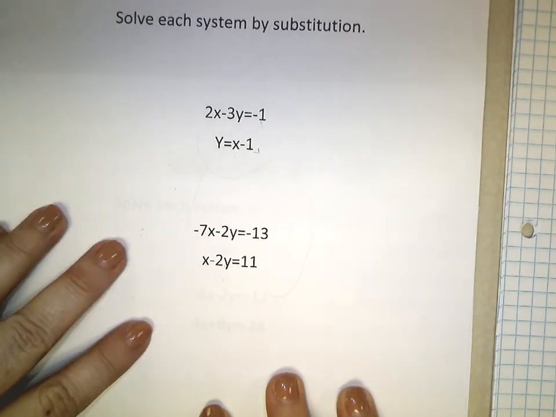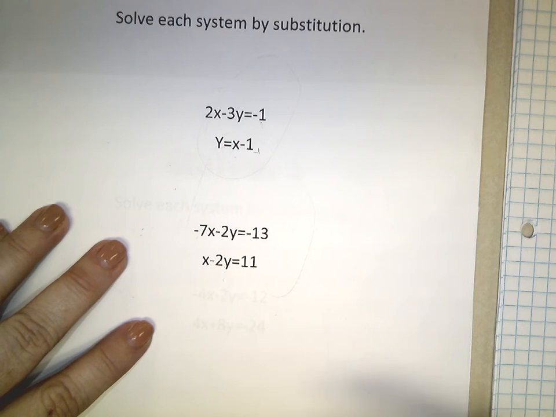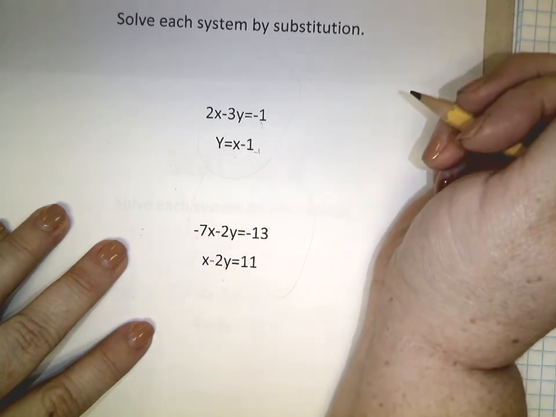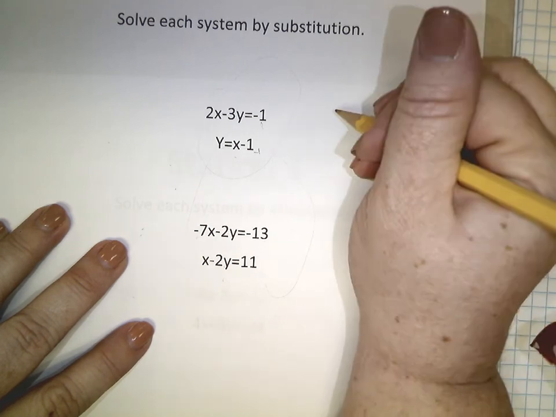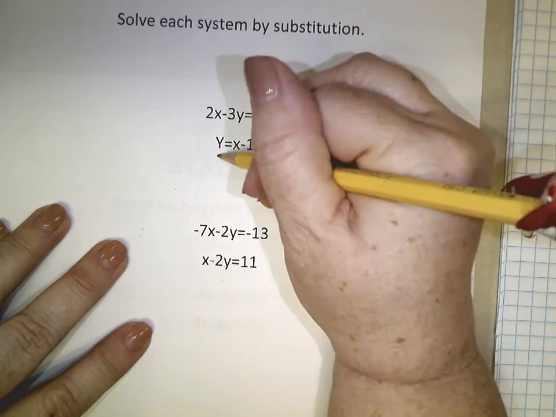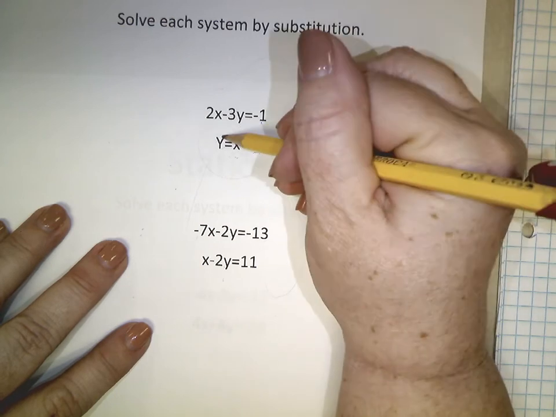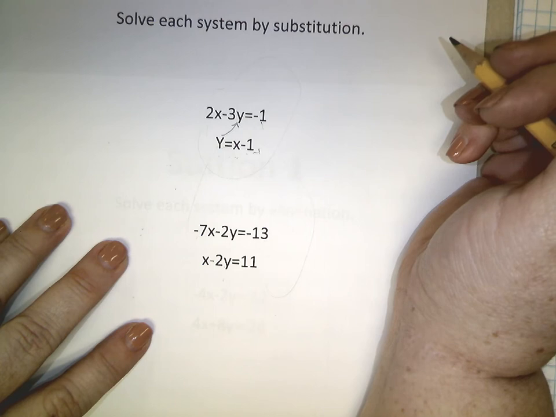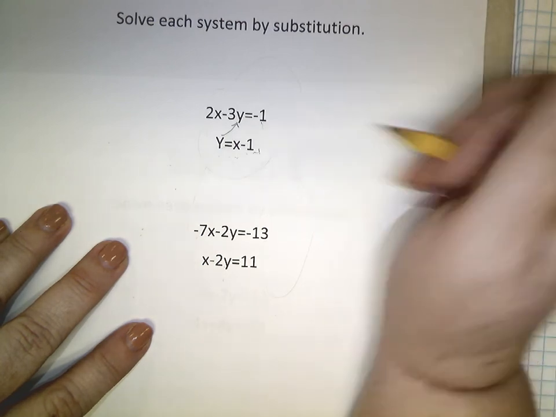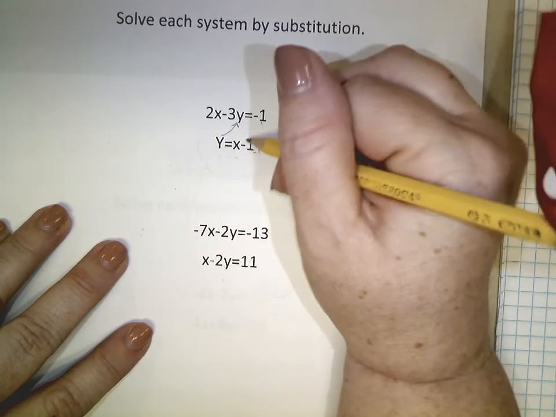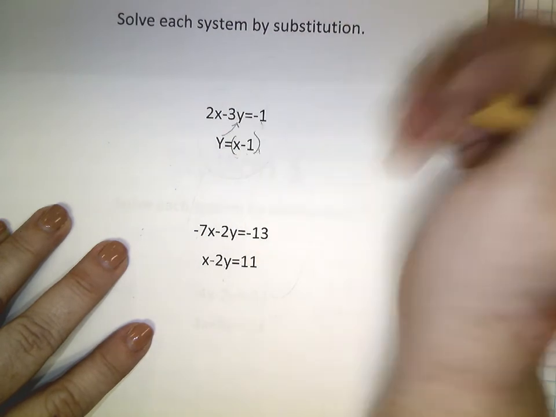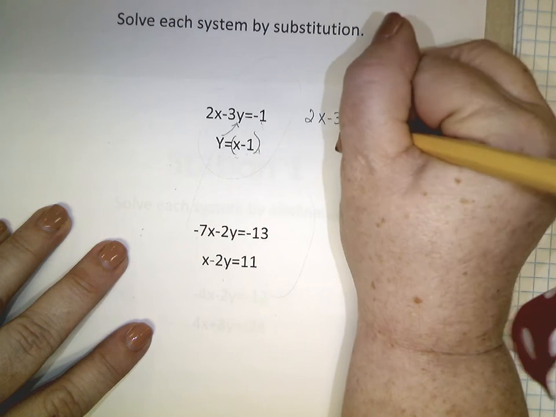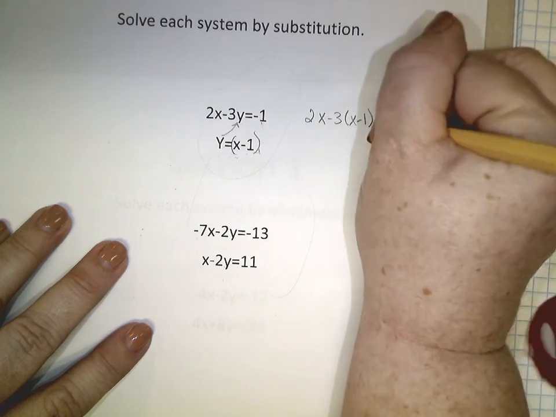Station 2 says solve each system by substitution. Okay, so let's go ahead and look at this first one. I'm going to work it out to the side here. I have y equals x minus 1. Well, I'm going to plug that in for that y right there. It may not be a single numerical value, but I am substituting in what y equals, the value of it, and it is x minus 1. Okay, so I'm going to rewrite 2x minus 3, open parentheses, x minus 1, close parentheses, equals negative 1.